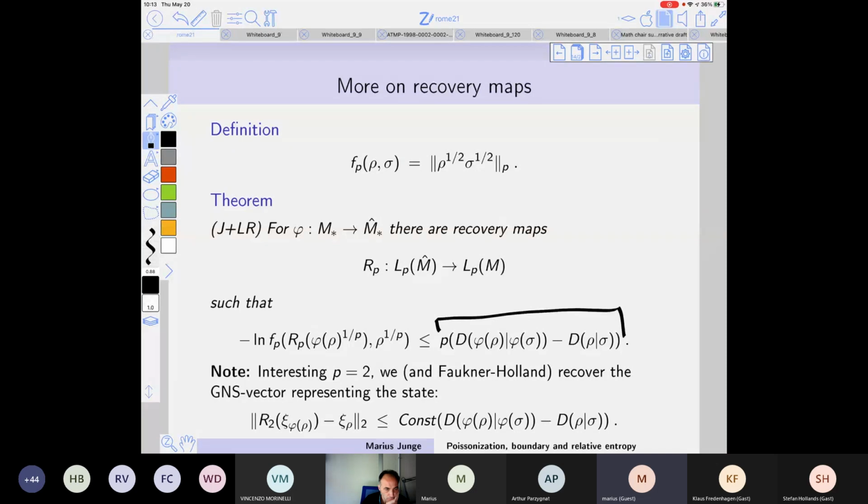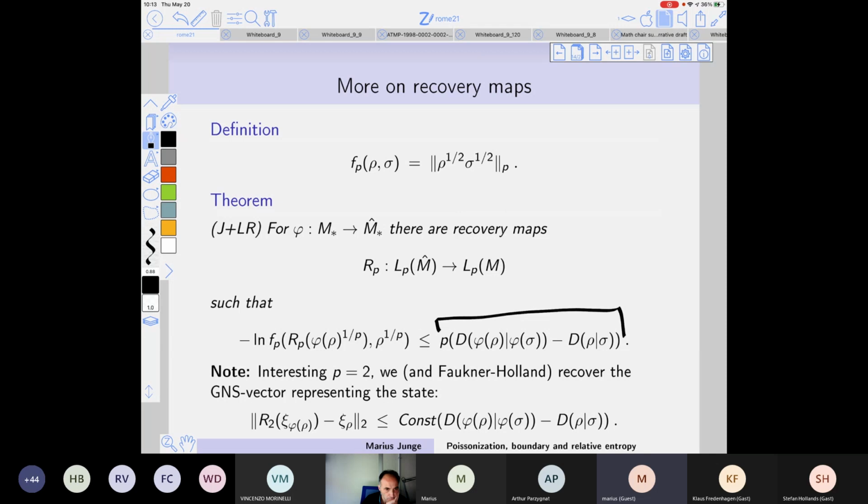Let me just make two comments. First of all, we do not actually prove the same result as Faulkner and Hollands do. We prove a different result. We use the same ideas, but we prove a different result with a different test function. And the test function here is this fidelity, instead of the relative entropy, which is what they prove. That being said, that's kind of fine.